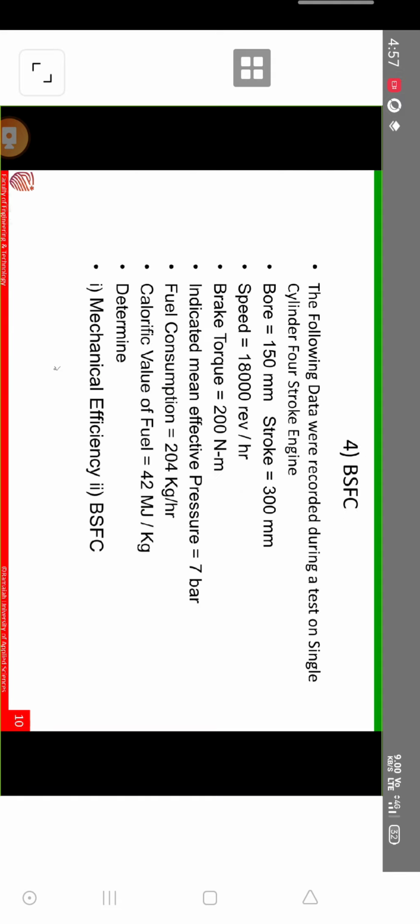Is that clear? So this is the recording that they have given directly. It might be possible that they recorded the calorific value of the fuel also. Sometimes they will not give you fuel consumption directly. During that time, you need to use the calorific value of the fuel to get the fuel consumption. I think that type of problem is not in your syllabus, so no need to worry. Directly they will give you the fuel consumption.